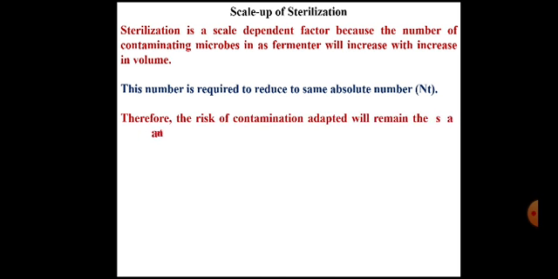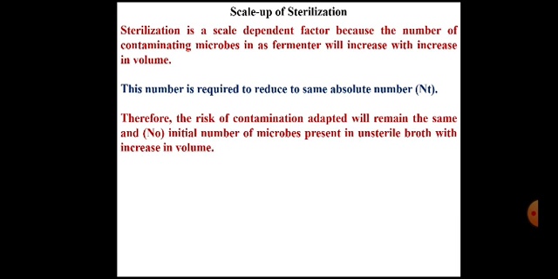Therefore, the acceptable risk of contamination will remain the same, and N0, that is the initial number of microbes present in unsterile broth, changes with increase in volume. So the initial number of microbes is variable and it will change according to the change in the volume, whereas the value of Nt, that is the acceptable risk of contamination, may remain the same.